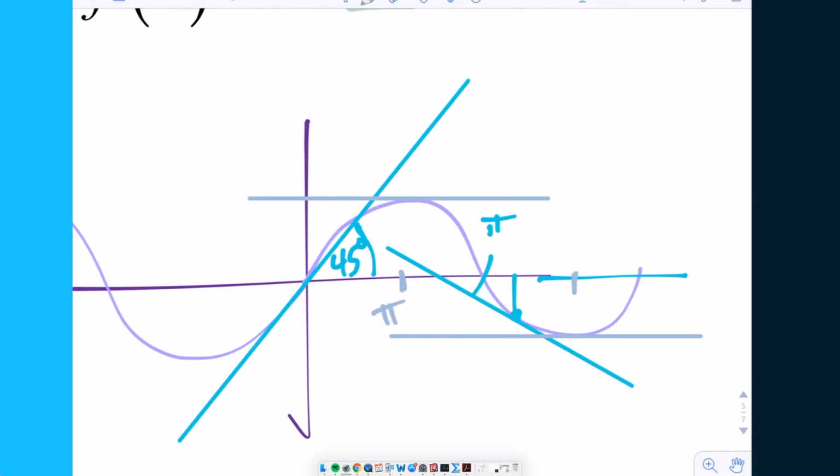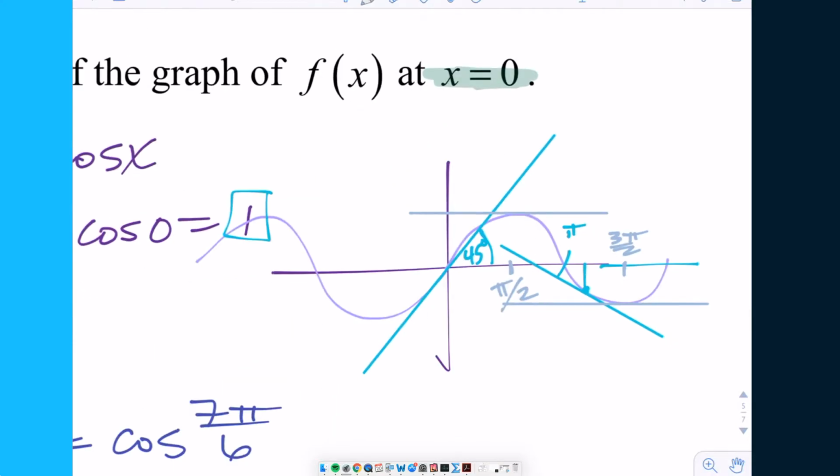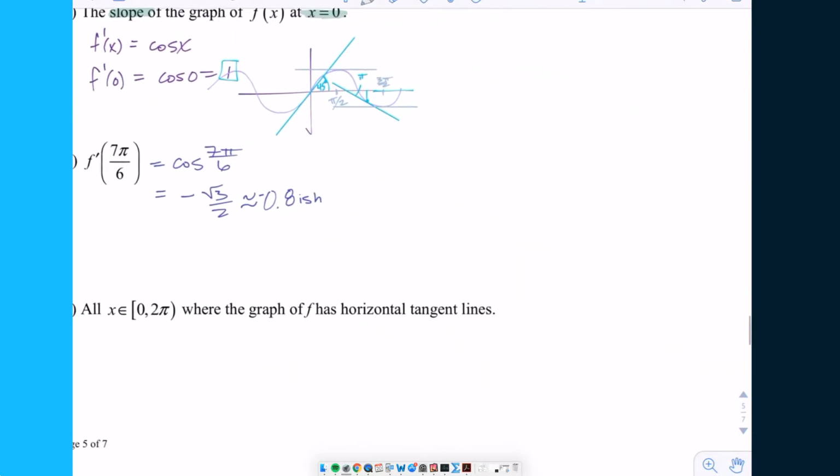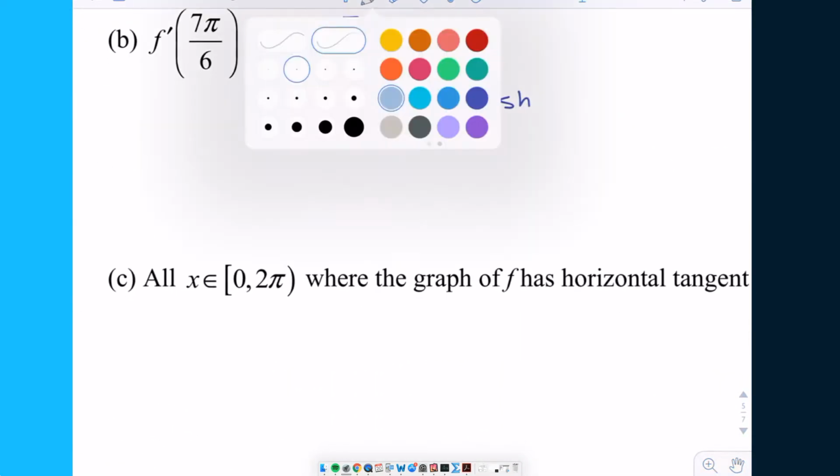Well, the first one will be at the local max, which is also the absolute max. That's at pi halves. And then the other one over here would be at 3 pi halves. Now, that's getting it from the graph because we know what sine looks like. But again, here's the power of the calculus.